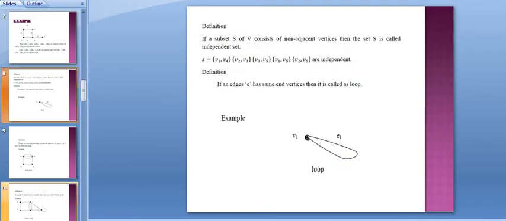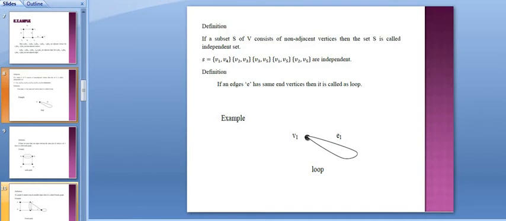Now we have a definition of independent set. A subset S of V is said to be an independent set if it has non-adjacent vertices. From the above graph, we have the sets of vertices {v1, v4}, {v2, v3}, {v3, v5}, {v1, v5} and {v2, v5} are independent sets.